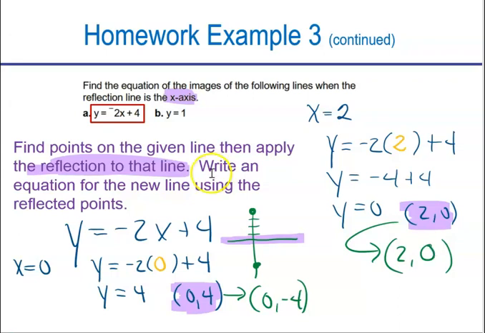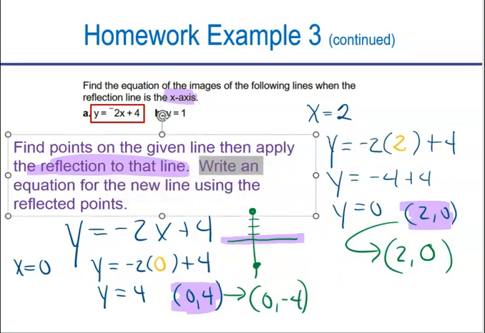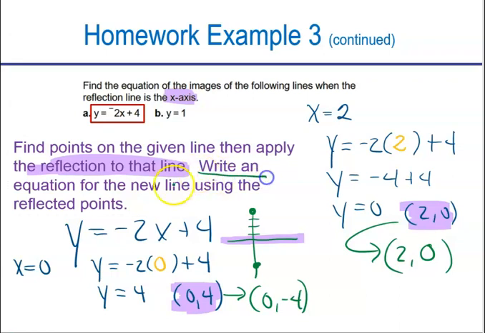Now the next thing I'm supposed to do is write an equation. Y'all, I selected the pen. It's so frustrating. I apologize. Write an equation, still not writing, of the new line using the reflected points.